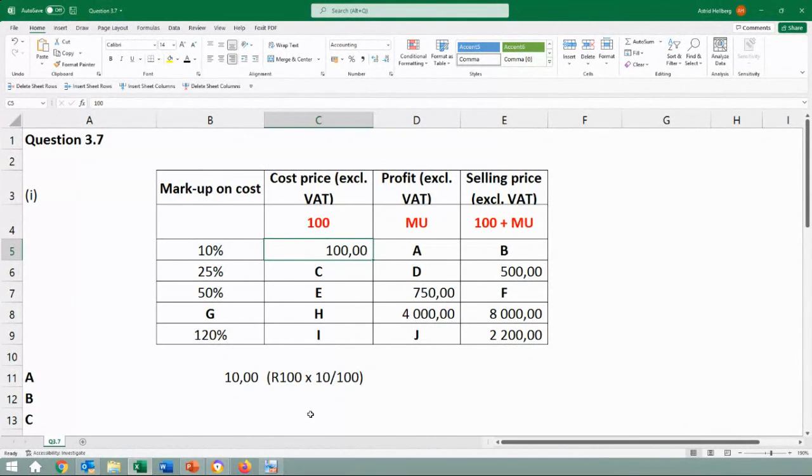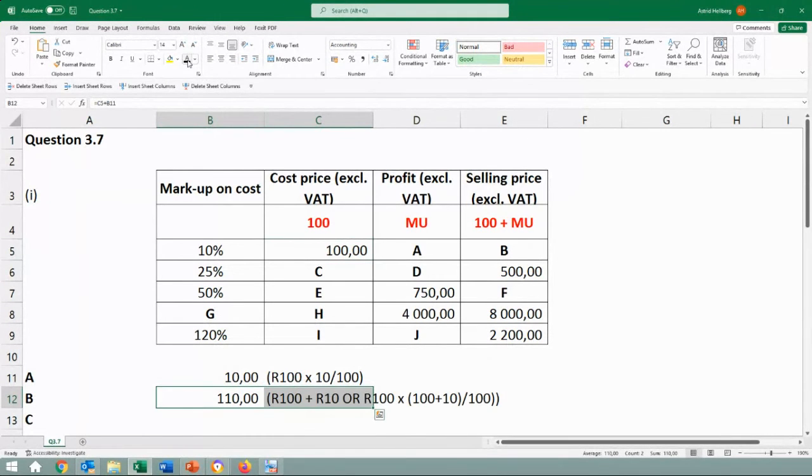Okay, so if the profit is 10 Rand, what would number B be then? So if we said the profit is now 10 Rand, what would B's answer be? Okay, so Nicholas says 110. Yes, Nicholas, that is correct.